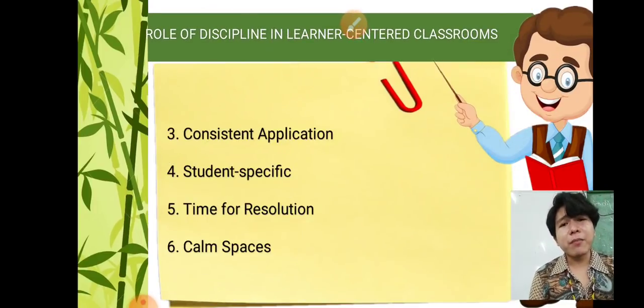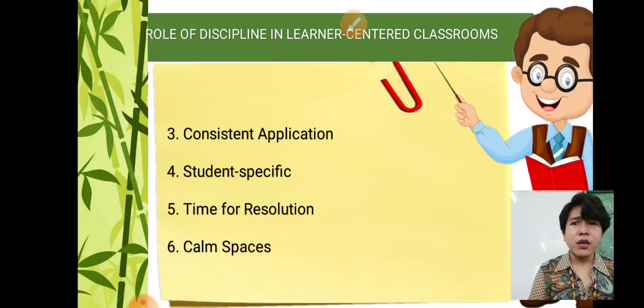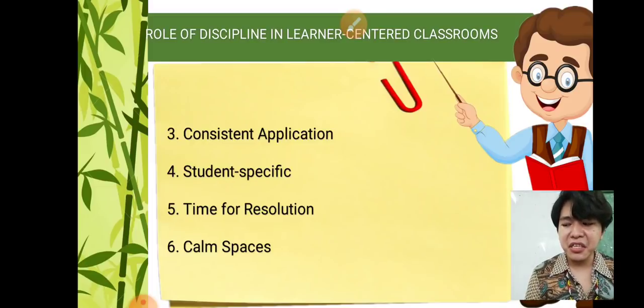Next, consistent application. For example, you apply consequences or disciplinary measures to students, then tomorrow you do not apply them, or you just postpone. Therefore, your students might think that the teacher has favorites, with no consequence for some of them. So therefore, consistent application should always be done. You need to have a stand when it comes to your disciplinary measures.